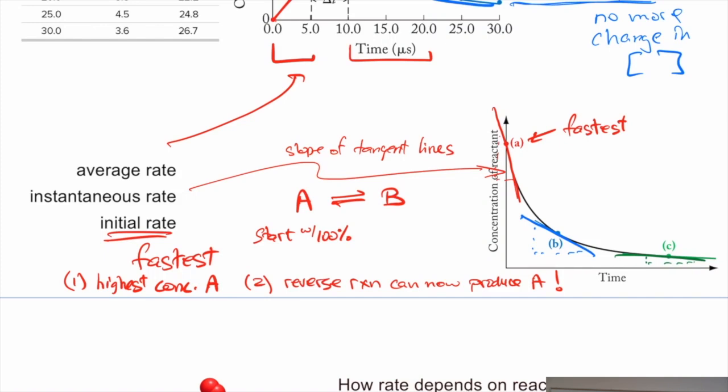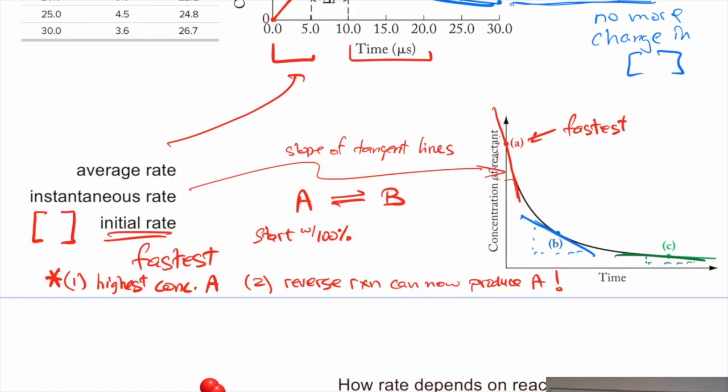So it really is this first explanation. Whether or not there is a reverse reaction happening, the concentration of A is always the highest at the very beginning. And that's why we're going to be looking at the initial rates of our concentrations when we do these experiments.